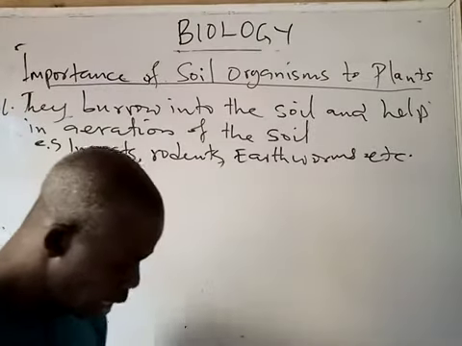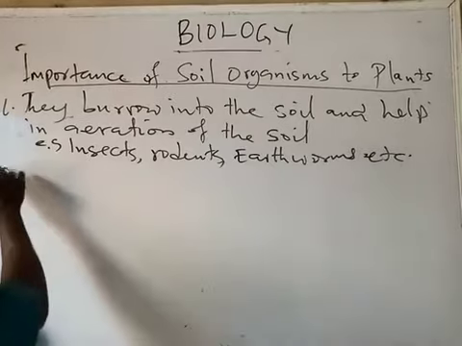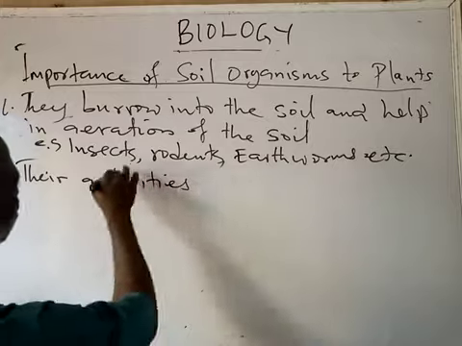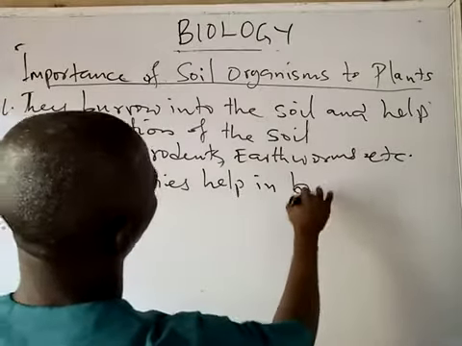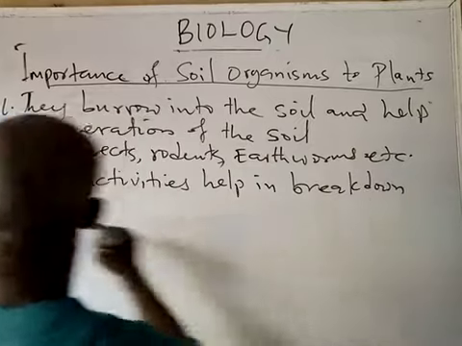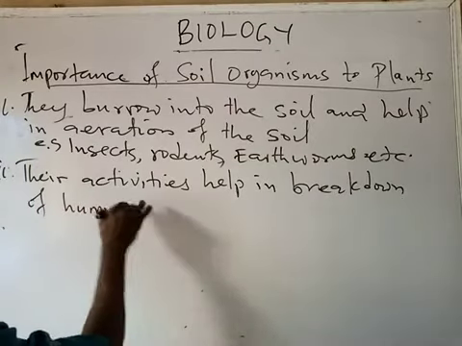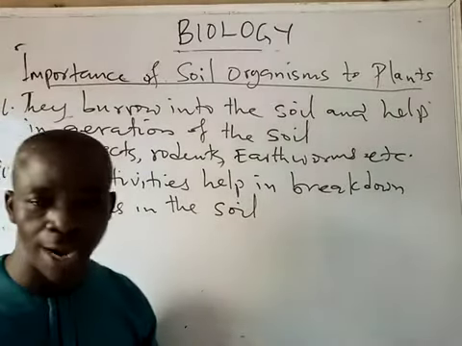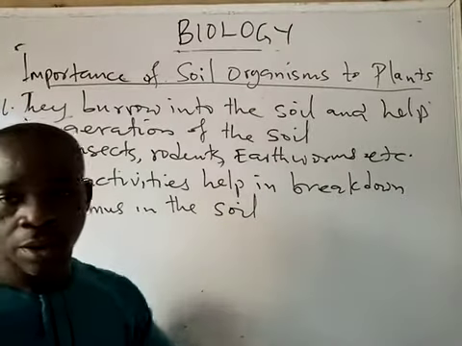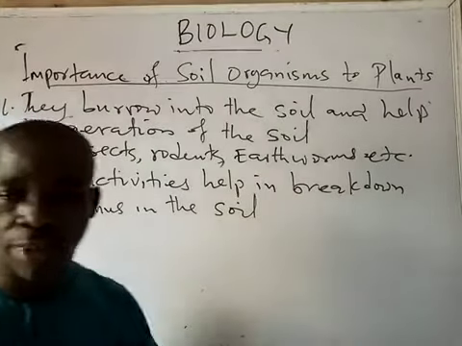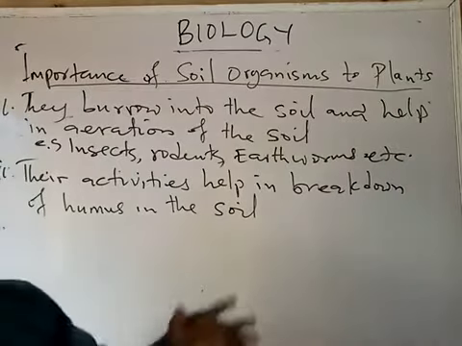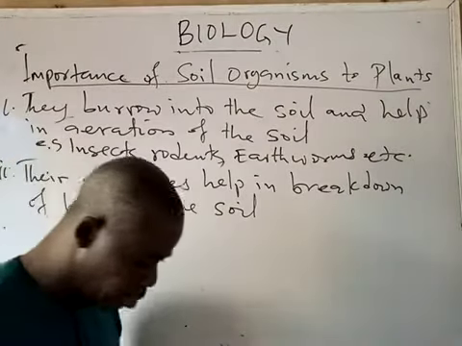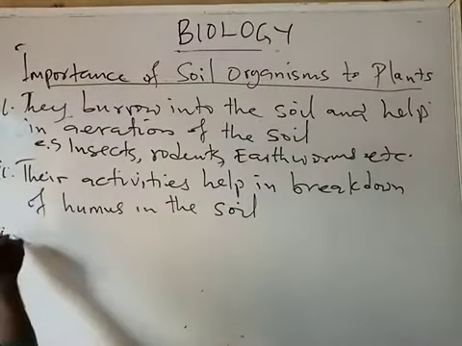Secondly, their activities help in breakdown of humus in the soil. For example, particularly the flora, bacteria, earthworms, all of them, their activities in the soil help to break down humus.